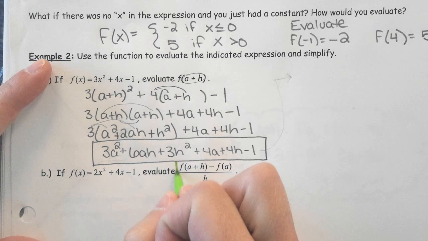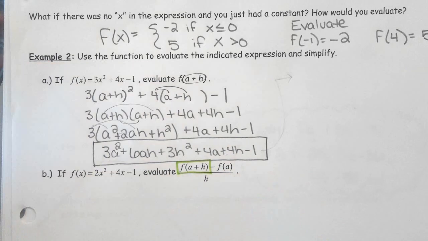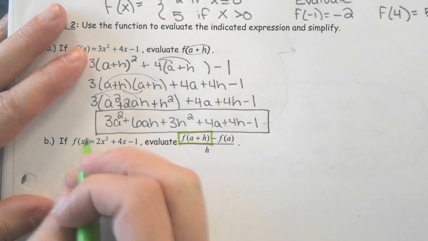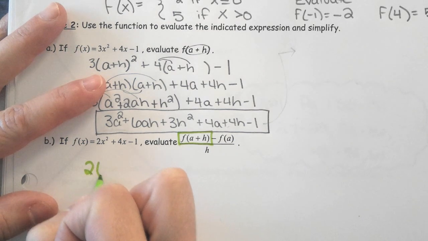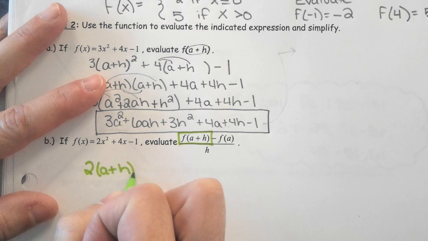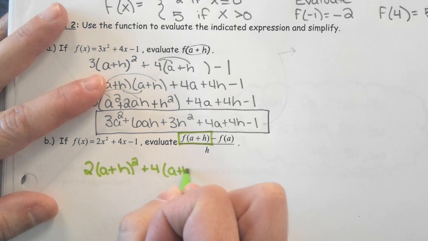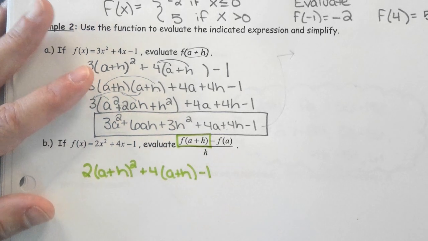Alright, let's start here. I'm going to start by plugging in a plus h again. So I'm just going to deal with just that little bit. So let's go here and plug in just a plus h. And hopefully this time I'll do it better than last time. Here's a plus h squared plus 4. Here's a plus h. Here's minus 1.